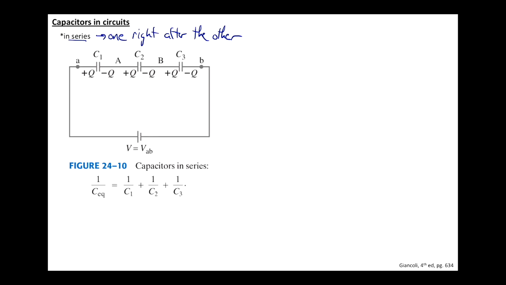In this particular case, we can say that they will all have the same charge stored on them. And you see that in the diagram up there where, hey, look at that. Capacitor 1 has positive Q on the left side and negative Q on the right side. And then capacitor 2 is exactly the same. Capacitor 3 is exactly the same. And if we put 100 of them in series with each other, they would all have charge positive and negative Q on the two sides.